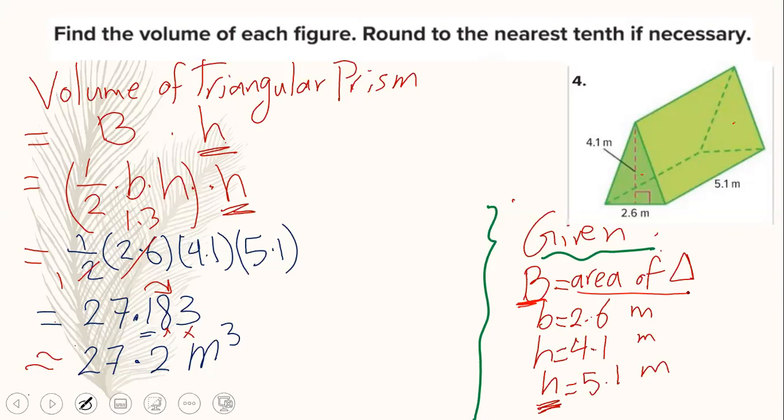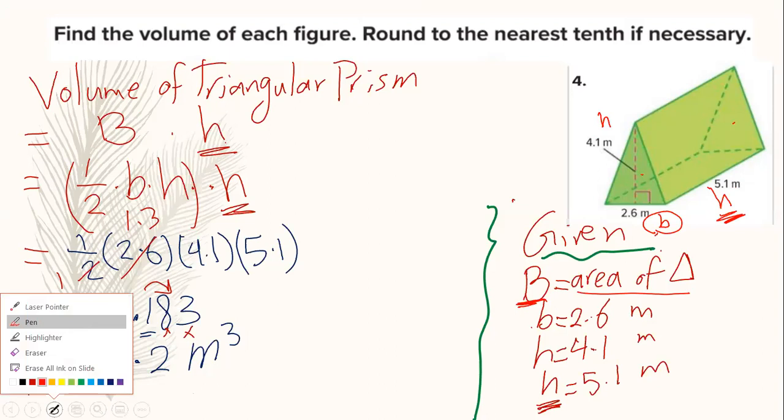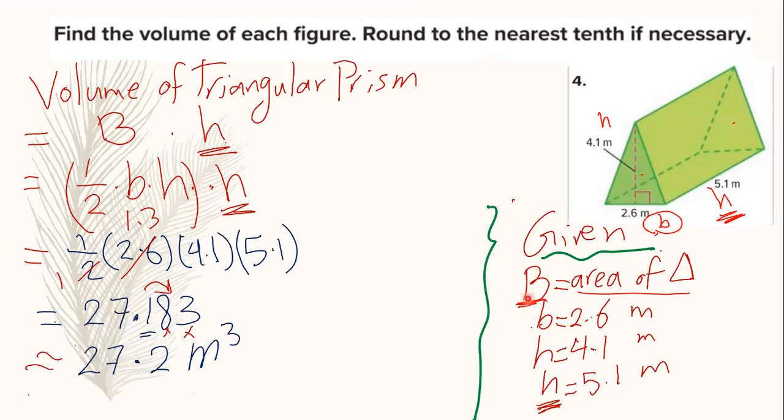Here is the base of the triangle. This is the small b, base of triangle. And 4.1 is the height of triangle. And this 5.1 is height of the triangular prism, which is the underlined edge. And I prefer to write all of the given down on my draft to not get confused while substituting in the formula.